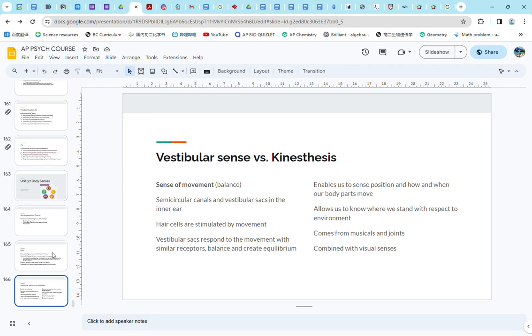So what's the difference between kinesthesis and vestibular sense? Kinesthesia is a system that enables us to sense our position and how and when our body parts move. Our vision working with kinesthesia allows us to know where we are standing with respect to our environment. Dancers, figure skaters, and many other athletes have a superb kinesthetic sense. Our kinesthetic sense comes from muscles and joints. Our muscles and joints send information to our brain as to where our limbs are. This information is then combined with visual senses, creating a way to track where our body parts are. You can touch your kneecap with high accuracy because you know where your finger and kneecap are in relation to each other.